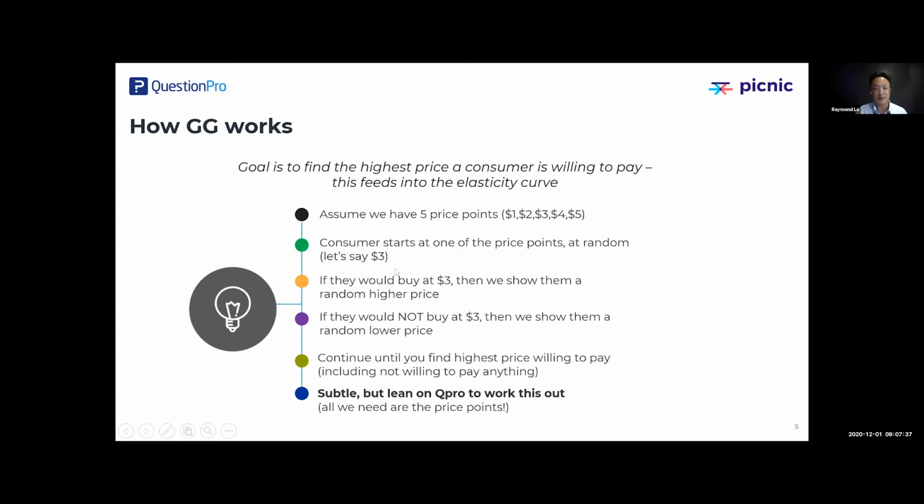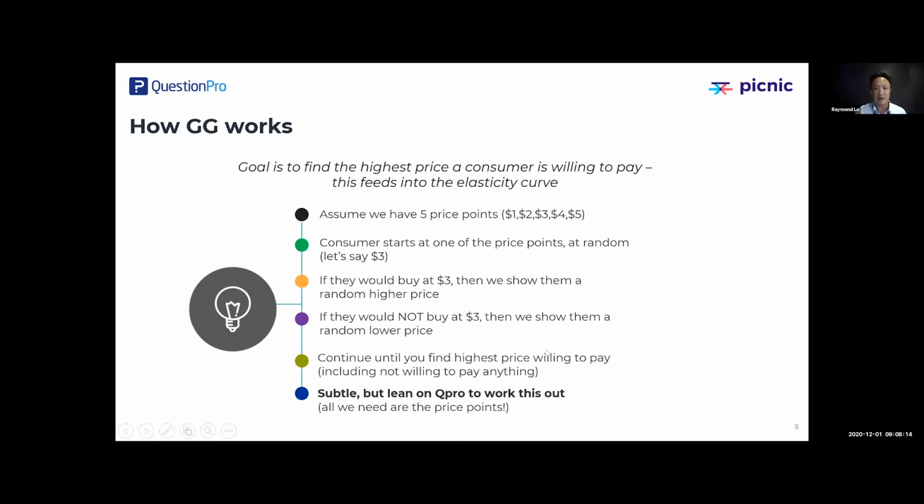And we asked them, would you buy this product at $3? If they say they would buy it at $3, then we show them a randomly higher price. If they say they would not buy at $3, we show them a randomly lower price. And we keep moving up and down until we find the highest price they are willing to pay, including, and this is very important for us as researchers when we look at the analysis, including those who are not willing to pay anything. So even at the $1 price point, they can say no, but we need to know what cohort actually wouldn't pay. So we know the curve, but also how many would not pay at all.